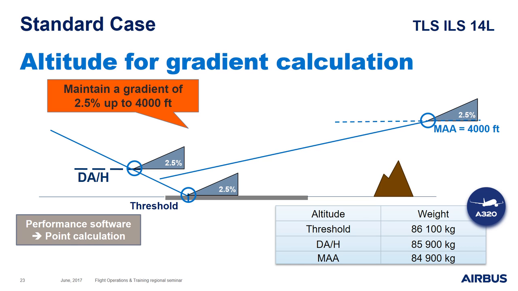Here are the maximum weights limited by go-around for our example in Toulouse. The threshold and decision altitude results give better values, but are not on the safe side. The go-around weight computed at the missed approach altitude is the lowest, but is also the most conservative. In this example, up to the missed approach altitude, the maximum weight limited by go-around remains above the maximum landing weight. So we are not limited by go-around on this airport, which means that go-around can be computed at the missed approach altitude.